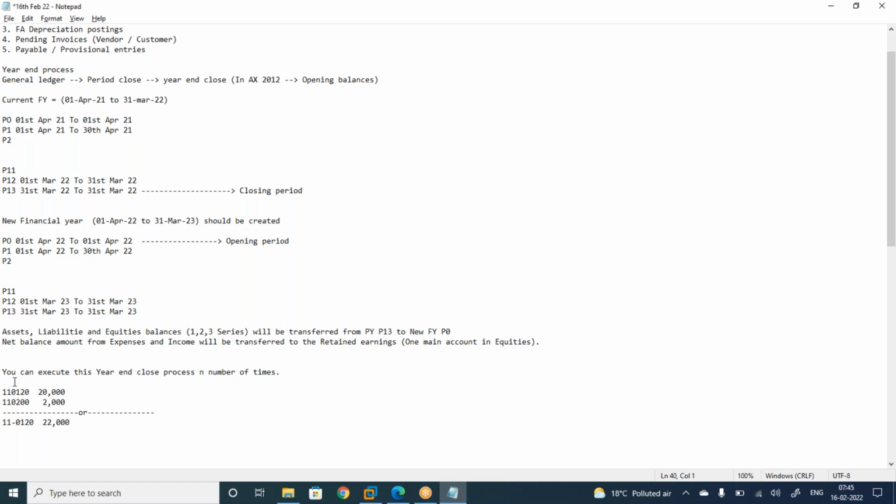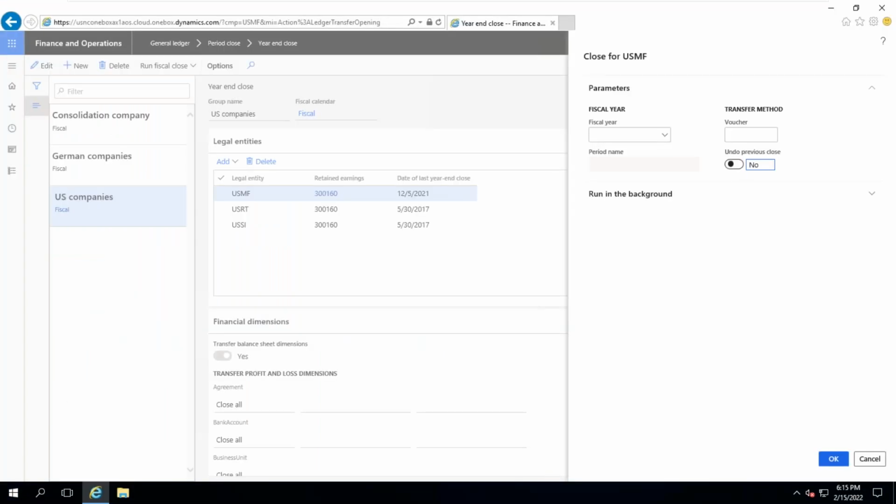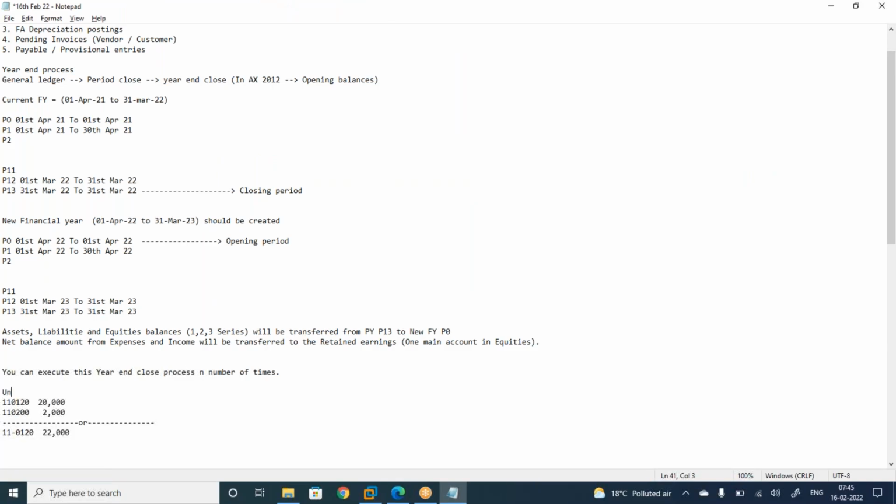This is the scenario of disabling this checkbox, Undo previous close. Checkbox not selected scenario. Okay, in this one it is selected.